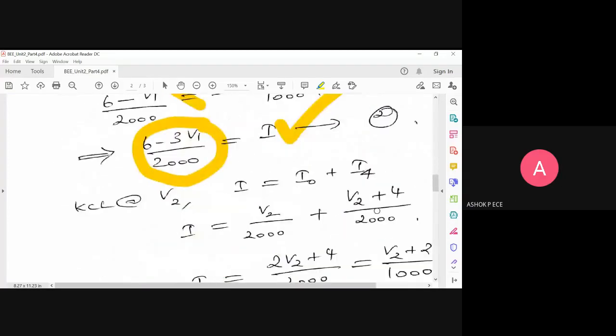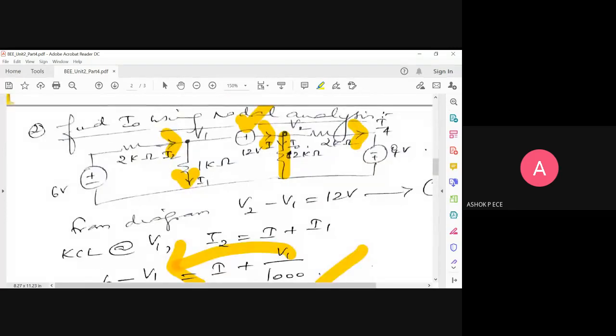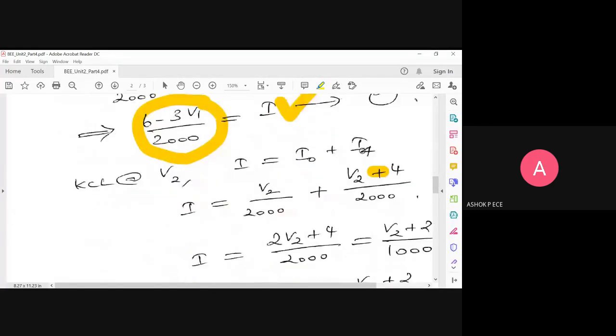Yes. You have a tendency to make mistakes here. You blindly put V2 minus 4. No. See that 4 volt voltage source, how the current is flowing. Current is flowing from minus to plus. You know that when it is flowing from minus to plus, we take it as positive. I told the formula, it is starting voltage minus ending voltage by R. Mostly you will get it like that. But when the polarity of the voltage source is reversed, please see how the current is flowing inside the voltage source. So that sign you have to fix. So here the current I4 is V2 plus 4 by 2000. If you write V2 minus 4, gone. The entire problem will go wrong.